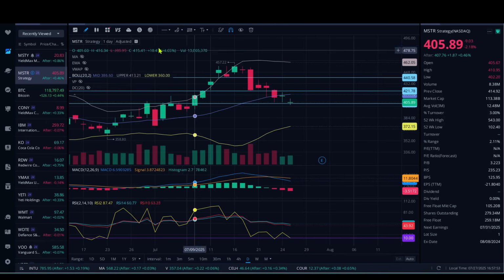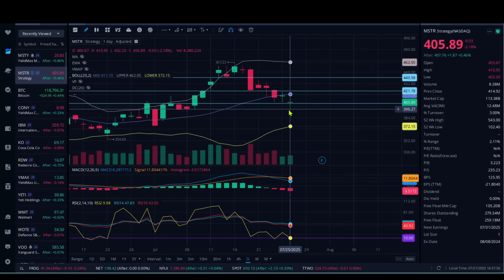Now you can see that the low here did get as low as 402.20. But when I put that order in, it was already moving back up. So I put it in at 403, hoping that it was going to come back down just a little bit, but it didn't, right? It just kept on moving up.